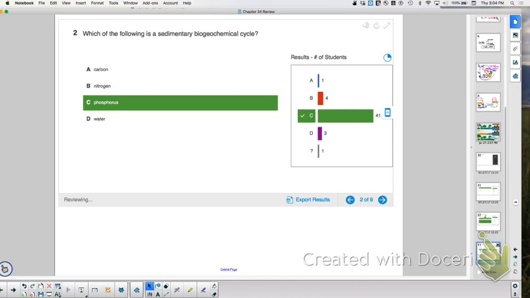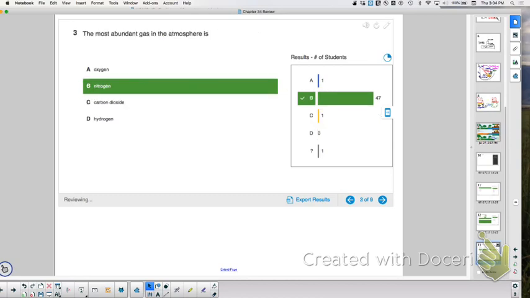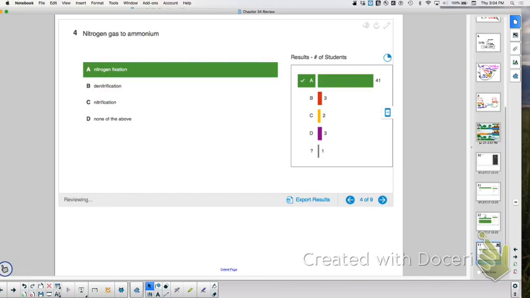Okay, so pay attention. Okay, number 3, the most abundant gas in the atmosphere is? How much of it? Okay. Number 4, nitrogen gas to ammonia. What is that called? Nitrogen fixation. Number 5, whoa. Nitrogen gas, and you're going right. Show me this in our dance. What's nitrate? This is nitrate, right? Or this is nitrate.